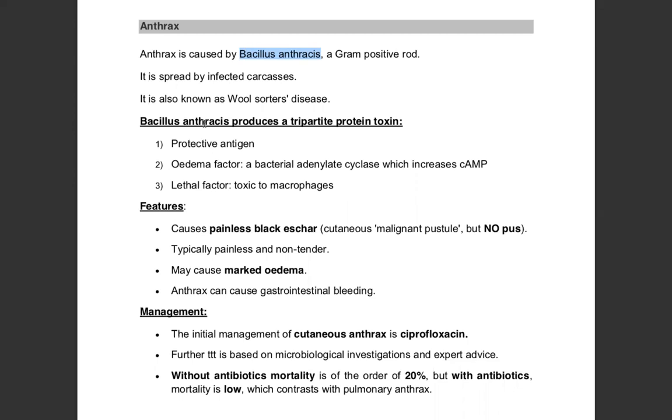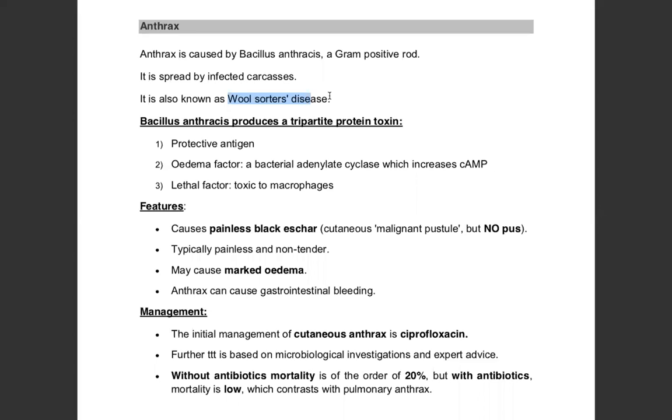So anthrax, how does it cause disease? Usually whoever is working on an animal farm, working with the dead bodies of animals, can have this anthrax. Sometimes it also enters through wool sorters, who work with wool, so the bacteria can enter through the lungs and cause pulmonary anthrax. That one is wool sorters' disease. So it is also called wool sorters' disease. It causes pulmonary anthrax.